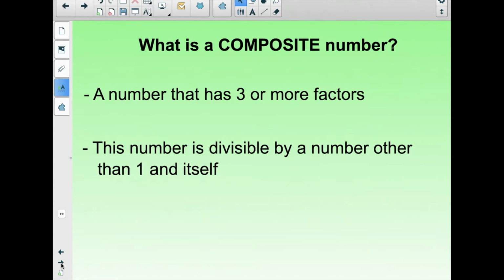So what is a composite number? A composite number is a number that has 3 or more factors. The number is divisible by a number other than 1 and itself.